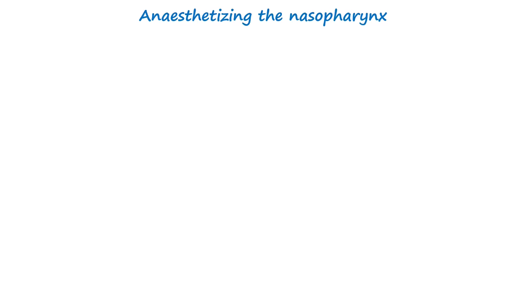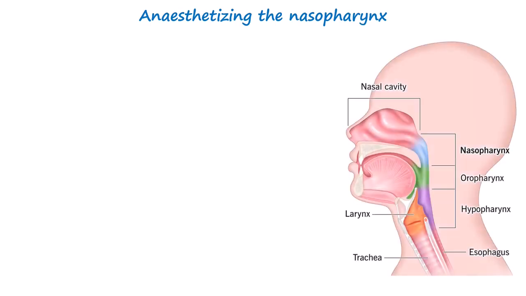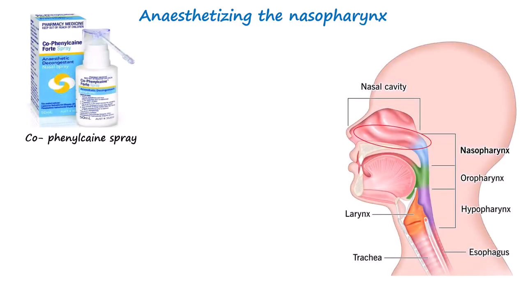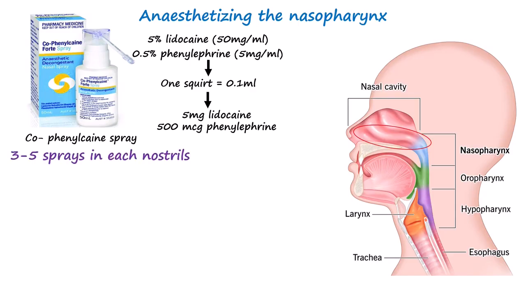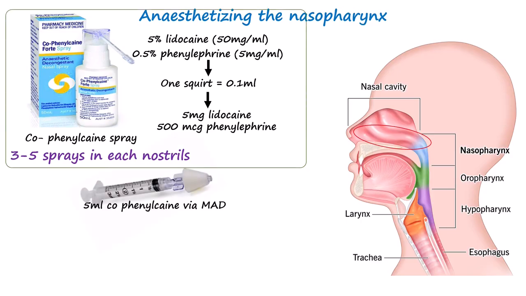For nasal topicalization, we used co-phenylcaine spray in our institute. That's lidocaine 5% or 50 mg per ml with phenylephrine 0.5% or 5 mg per ml. Each squirt is about 0.1 ml, so one spray delivers around 5 mg of lidocaine and about 0.5 mg or 500 micrograms of phenylephrine. Usually 3 to 5 sprays go into each nostril. Alternatively, about 0.5 ml can also be given through mucosal atomizer device.